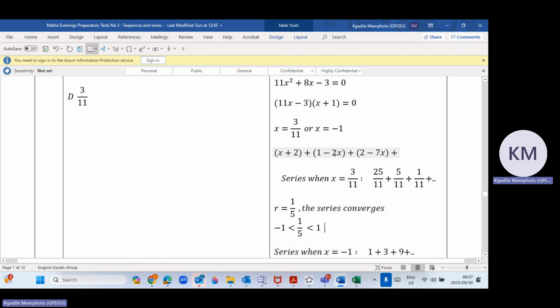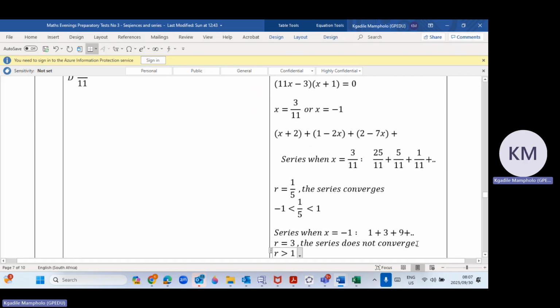-1 times -2 is 2, plus 1 is 3. Here, -1 times -7 is 7, plus 2 is 9. It means the common difference here is 3.